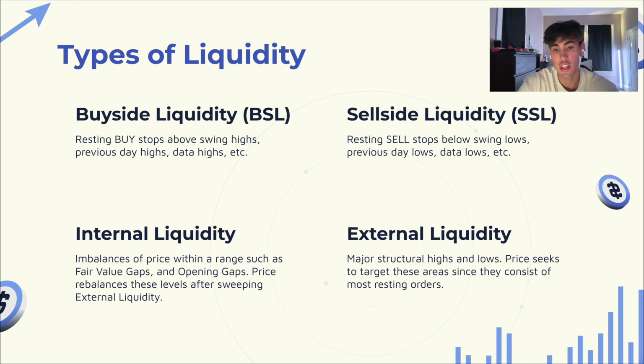So external liquidity is probably the most common thing you think of when you think of liquidity sweeps. It's just major structural highs and lows. So price will seek out to take these areas since they consist of the most resting orders.